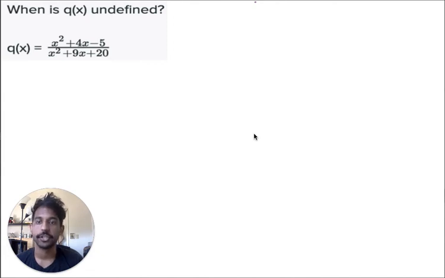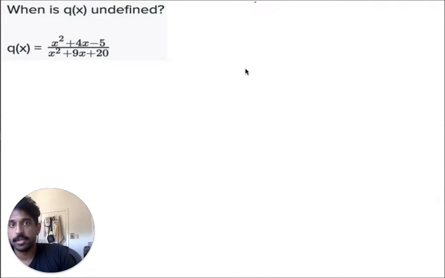The final question of the CFU asked us to determine when is q of x undefined, and they gave us the function q of x. You might recall that in the course previously we talked about other times when a function might be undefined. The main time that we said a function might be undefined is when the denominator is 0.